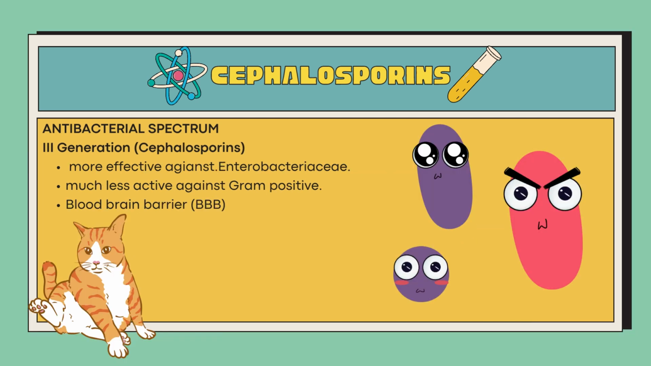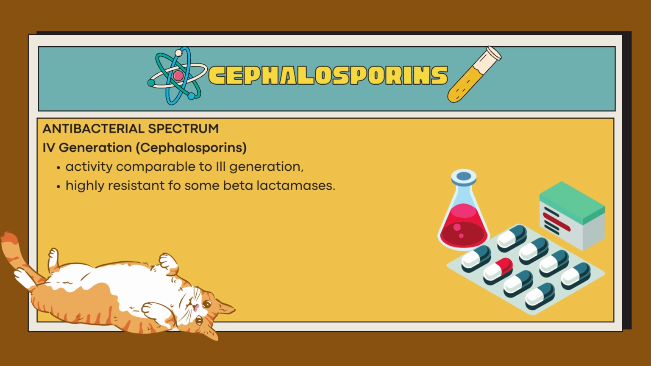beta-lactamase. In the third generation of cephalosporins, they are more effective against Enterobacteriaceae and much less active against gram-positive, and some cephalosporins have good activity against Pseudomonas aeruginosa and are very much resistant to beta-lactamases of gram-negative bacteria. Most of them can penetrate the blood-brain barrier and are frequently indicated in bacterial meningitis. Lastly, in the fourth generation of cephalosporins, they have activity comparable to third generation but are highly resistant to some beta-lactamases.